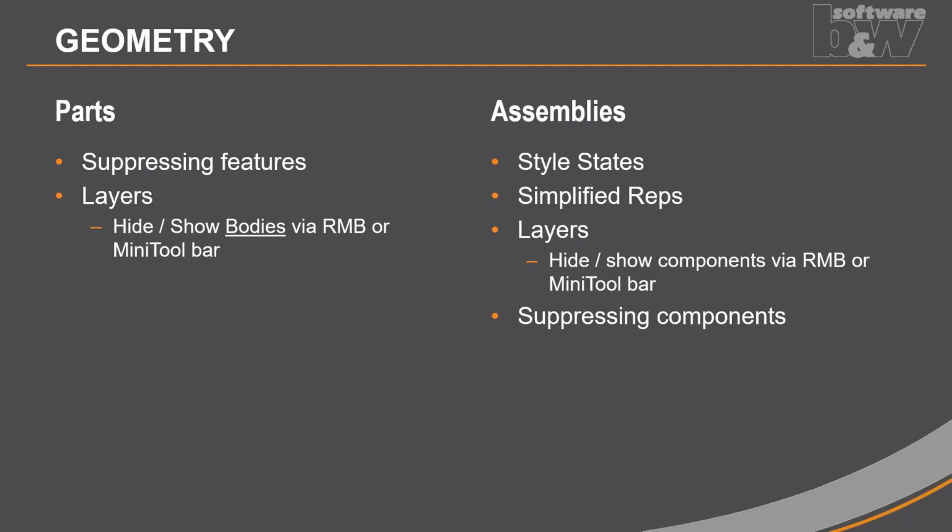And in the assemblies, you have different mechanisms, like the style states as the most favorite. I have simplified representations, again, layers. You can hide and show components with the right mouse button, and this is also a layer operation. And of course, you can suppress components as well, including a regeneration of the assembly.